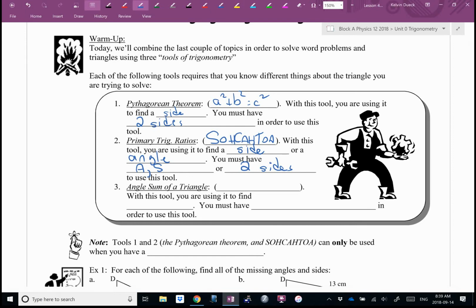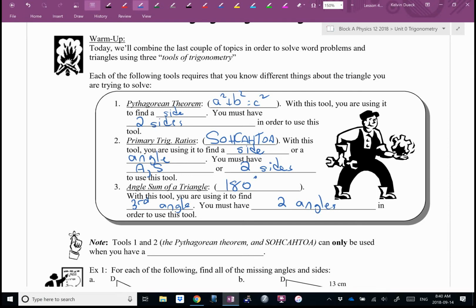180 degrees. But there's something called spherical geometry where all triangles add to more than 180 degrees, and there's something called hyperbolic geometry where all triangles are less than 180 degrees. And believe it or not, those actually have uses. But for now, 180 degrees. When you're using that, you're usually using that to find the third angle. So if you know two angles, 180 minus the two angles gives you the third angle.